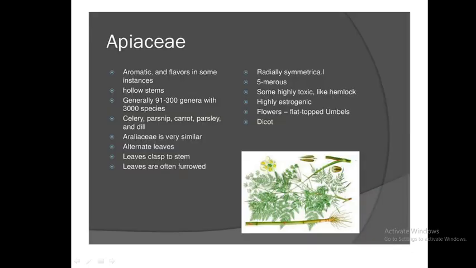Now, the root system is a taproot. In Daucus carota, there are conical tuberous roots. In this family, the stems are herbaceous or slightly woody in nature, for example Hydrocotyle, or an underground rhizome, for example Angelica.